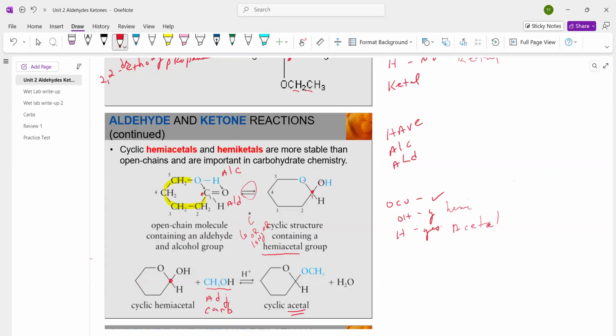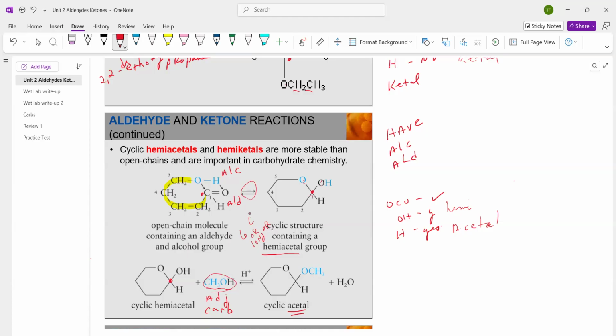Now, because it's a hemiacetal, it'll accept another alcohol. Now, in the case of carbohydrates, the other alcohol is another glucose molecule, because carbohydrates are polyols. So they have lots of OH groups that can react in these reactions.